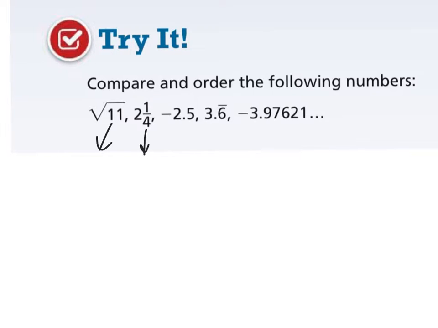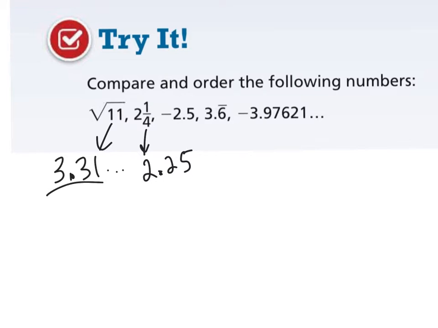So the square root of 11, if you do that on your calculator, it's like 3.31 something. 2 1/4 is 2.25. You could take 1 divided by 4, or maybe you could just think of a fourth of a dollar is a quarter. So 0.25. At this point, these are all in decimal form, and so now we're ready to put these in order.